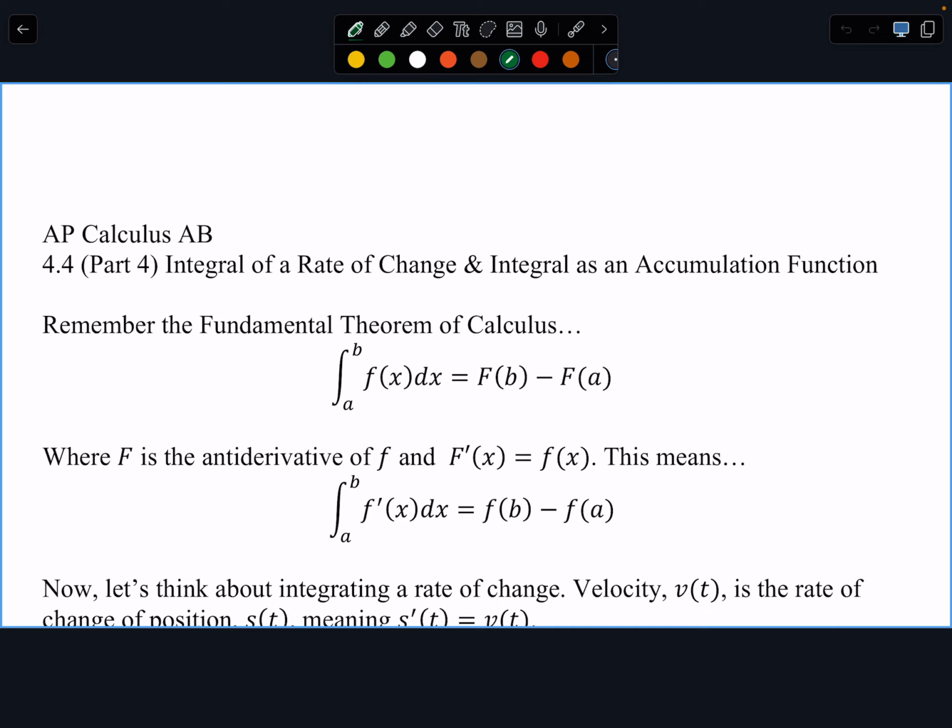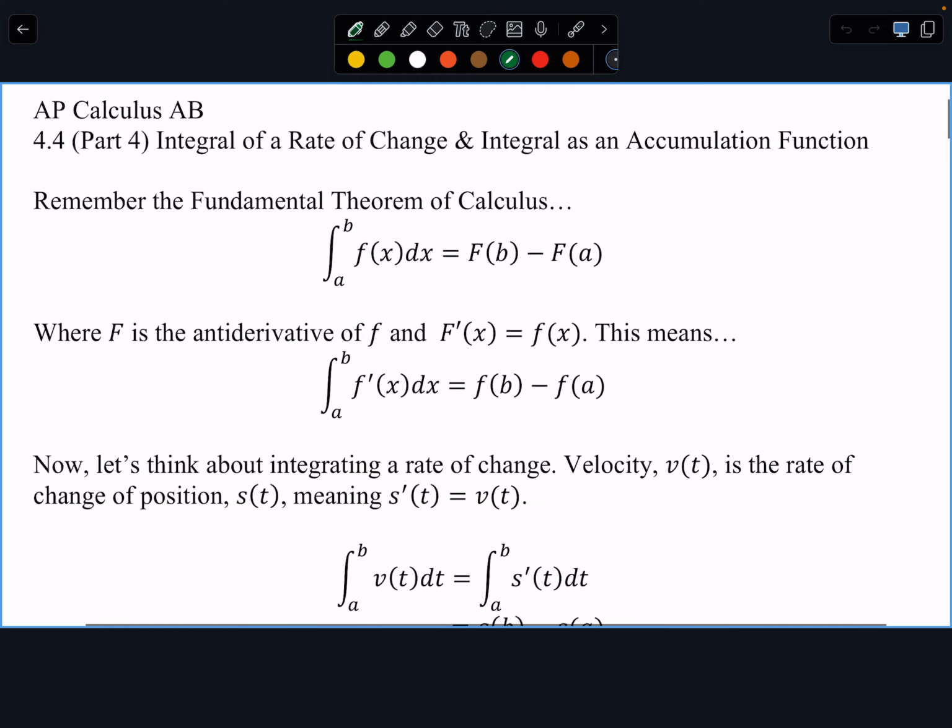We can write the first fundamental theorem of calculus like this: if we put f prime as the integrand, then this would be just f of b minus f of a, right? That means the same thing. Are we okay with that? Okay, so let's think about a specific application.